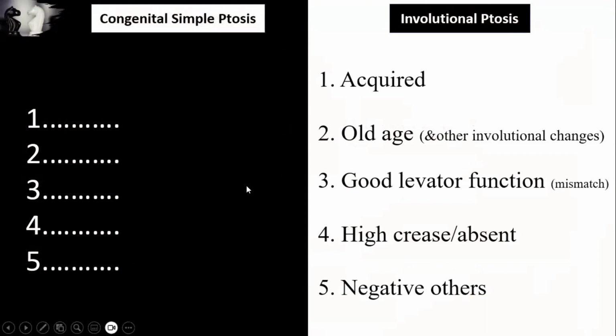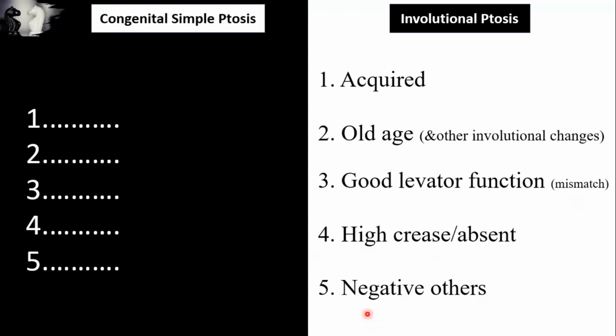Number 2, the age of onset. Remember, the age of onset and not the age of patient. So the age of onset is with age in involutional, but the age of onset in congenital ptosis is since birth. In involutional ptosis, we have good levator function and mismatch between the levator function and degree of ptosis. Usually, we have moderate, significant ptosis, but with good levator function. But in congenital ptosis, usually if we have a severe ptosis, it is with poor levator function. Regarding the lid crease, here it is high, may be absent. In congenital ptosis, it varies.